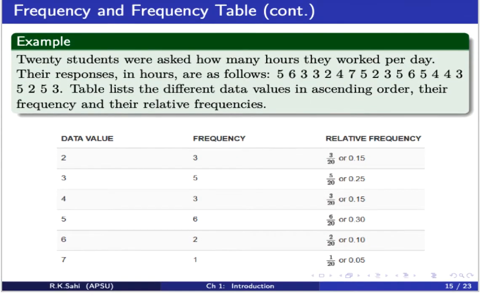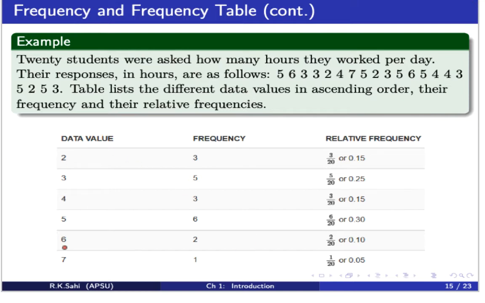Now, suppose there were 20 students in a sample, and these 20 students were asked how many hours they worked per day. Their responses were: somebody said I worked for 5 hours, 6, 3, 2, 7, 5. There are going to be repetitions too, because 20 students were asked. So we have all these 20 numbers, and we create a little table.